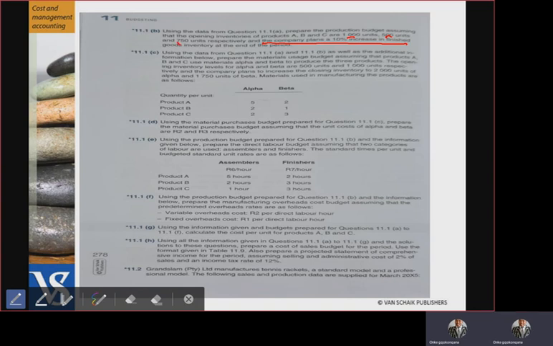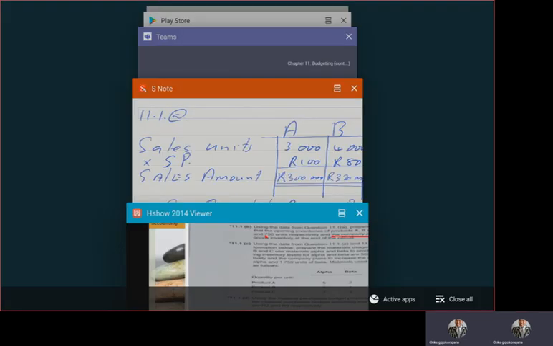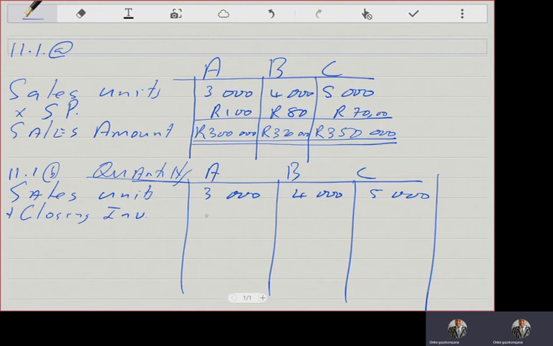So then to arrive at our closing inventory. A 10% of 1,000 units is going to be 1,100. Then a 10% of 500 units is 50 units, which gives you 550 units. 10% of 750 units is going to be 75. Then you add that to 750, which takes you to 825.